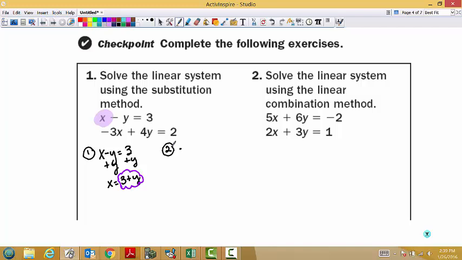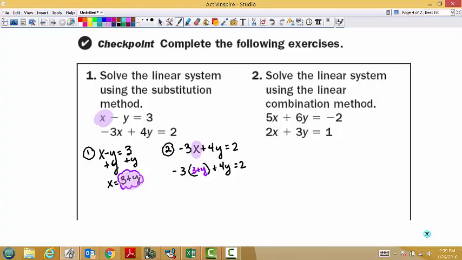Now I'm going to substitute it into the other equation. So step 2, I write my other equation. And I'm going to take the 3 plus y, and I'm going to plug it in where the x is. So I've got negative 3 plus 4y equals 2. Now what am I going to put in that parentheses? The 3 plus y.